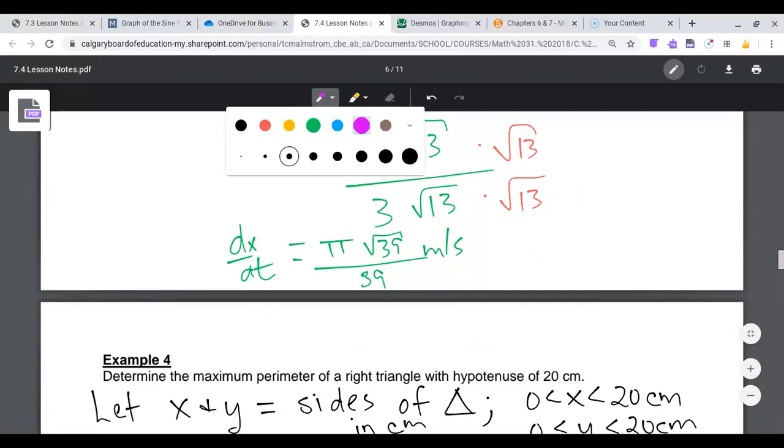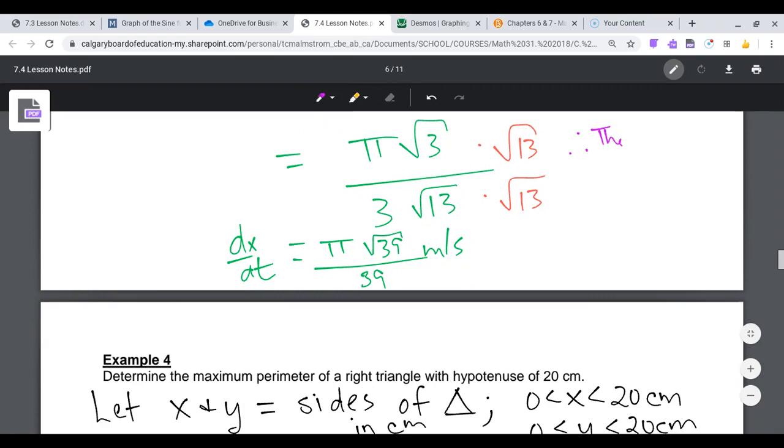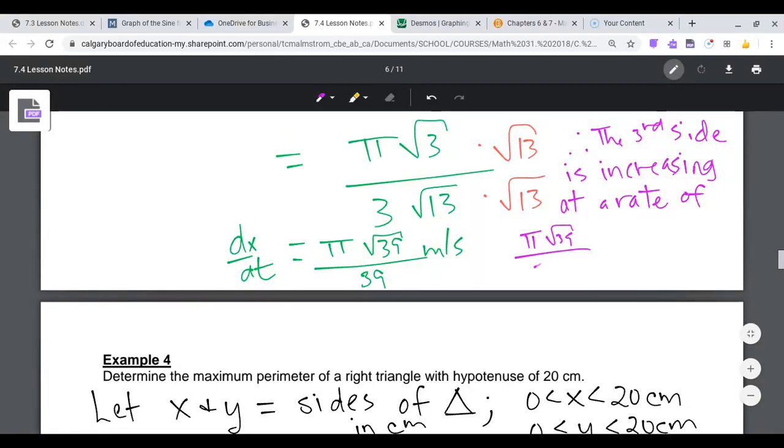And then we would write our lovely little statement that would say, therefore, the third side is increasing at a rate of pi root 39 on 39 meters per second when theta equals pi on 3.